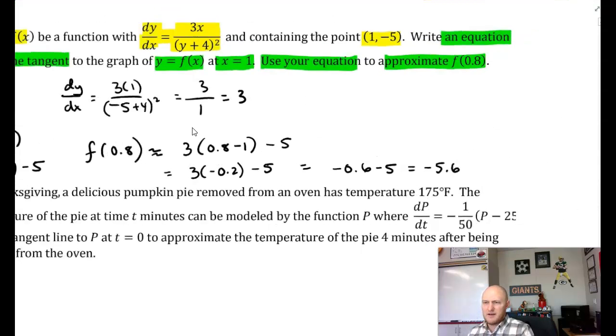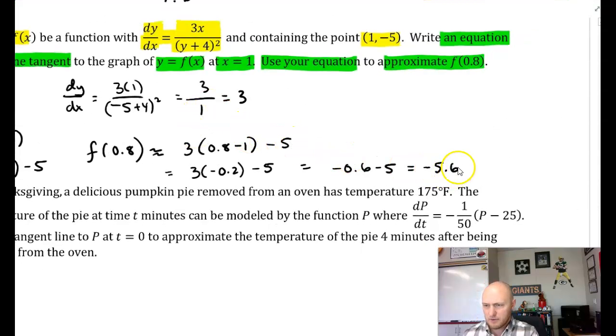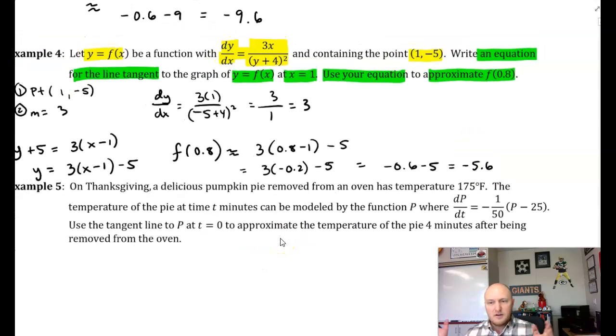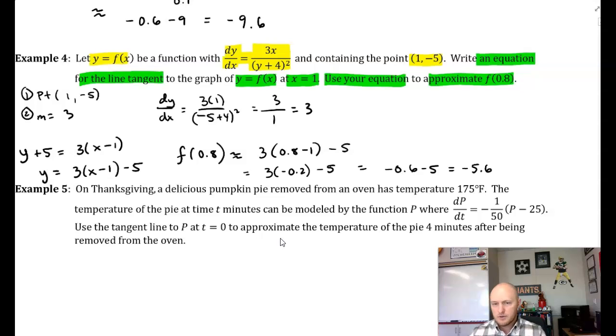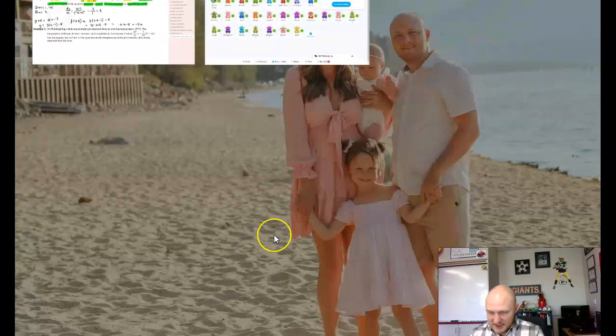-5.6. Now both of these answers have been negative. It won't always work out that way, but that's kind of just what we've gotten so far. Okay, very, very simple, very, very straightforward. All right, last example that I have for you.